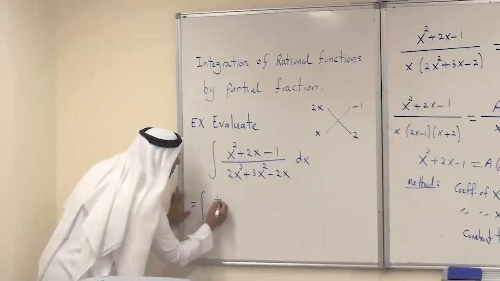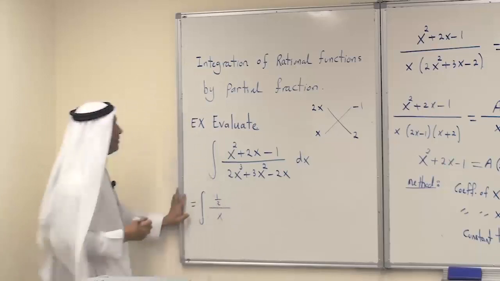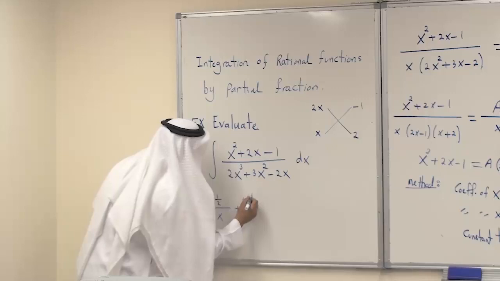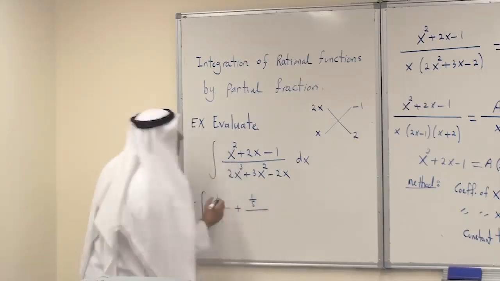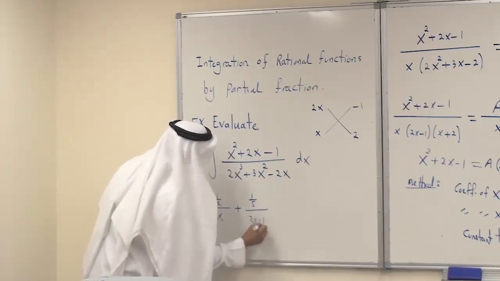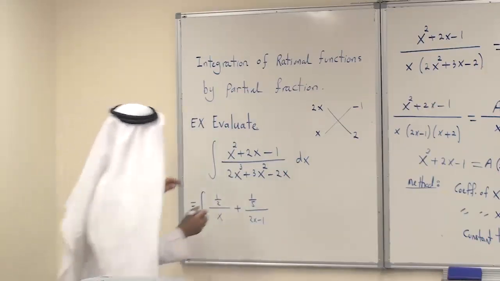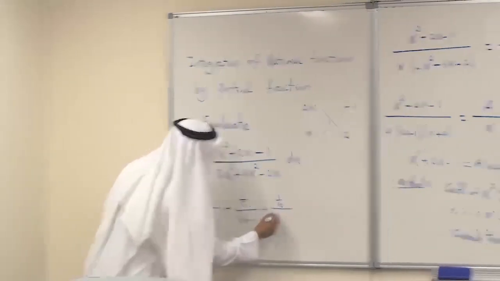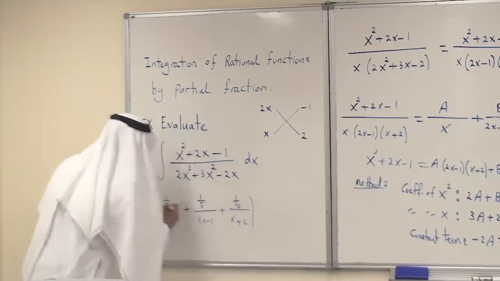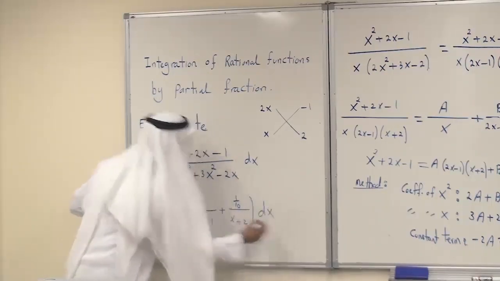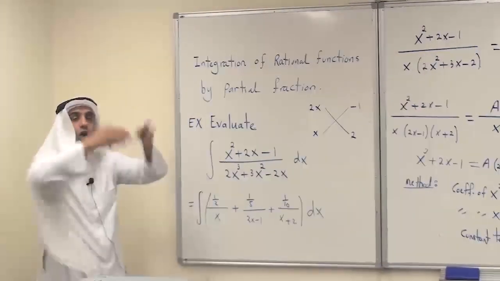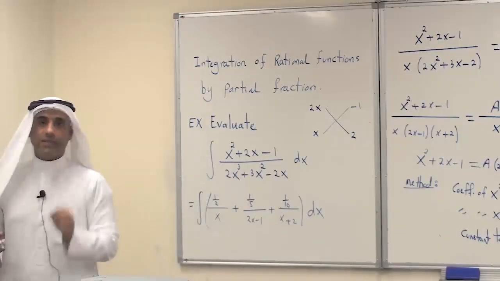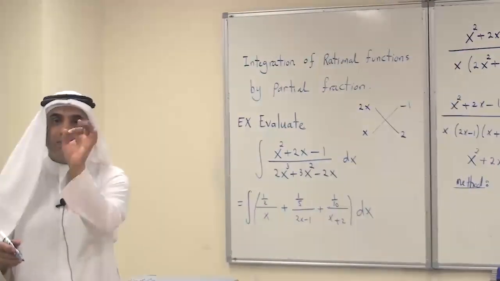We get 1/2 divided by x. What is B? B is 1 over 5. So that is plus 1 over 5 divided by 2x minus 1. Finally, I have to substitute for D. D is 1 over 10 divided by what? X plus 2. You can see now we started with a little bit complicated function. After decomposing, we end up with simple integrals, simpler fractions. We can integrate each one of them easily.